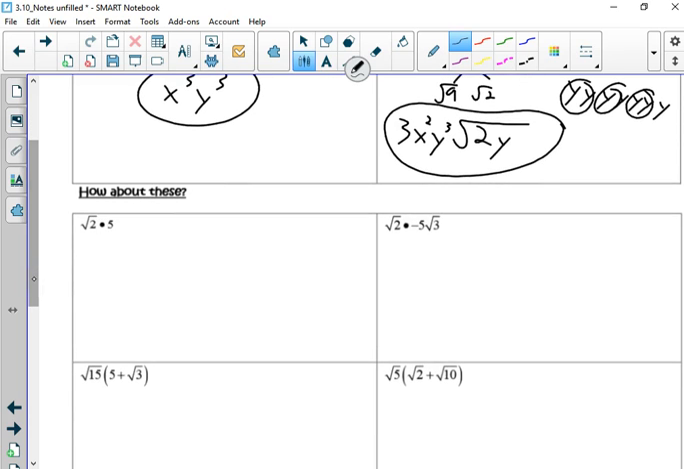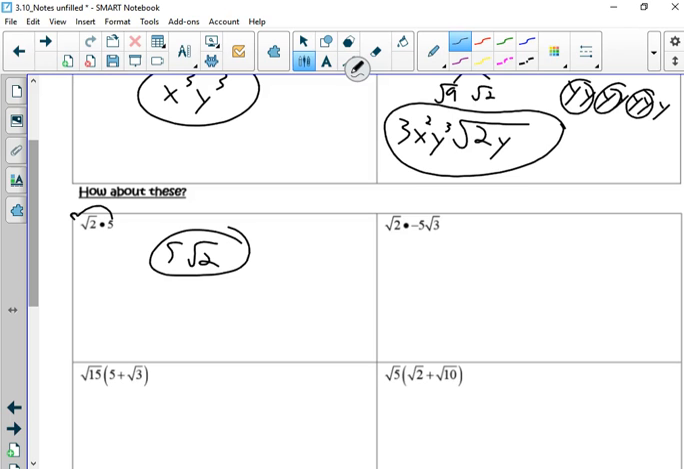This one is silly easy. I'm just going to move that in front. That's it. Okay? It's just a coefficient. We always have the coefficients in front. But radical 2 times 5, radical 2 can't simplify. That's it.